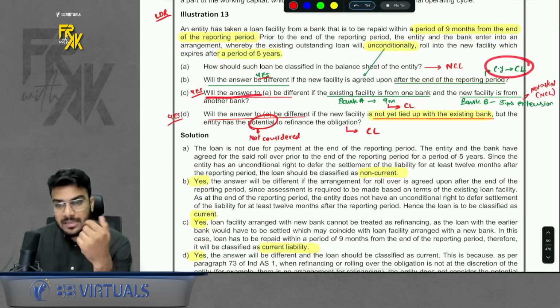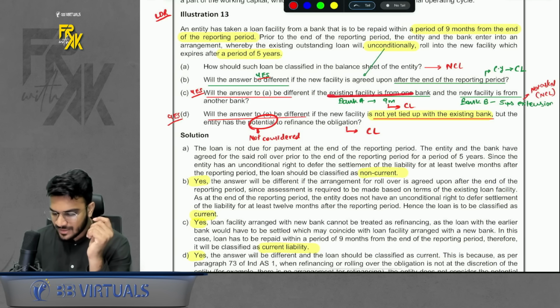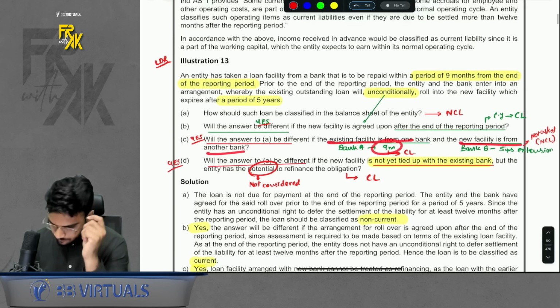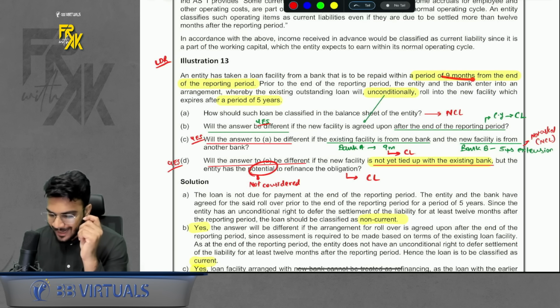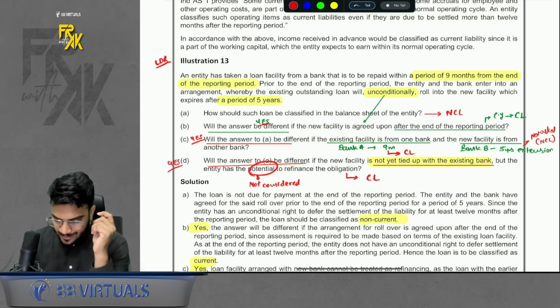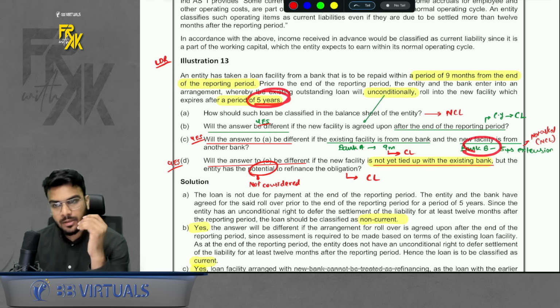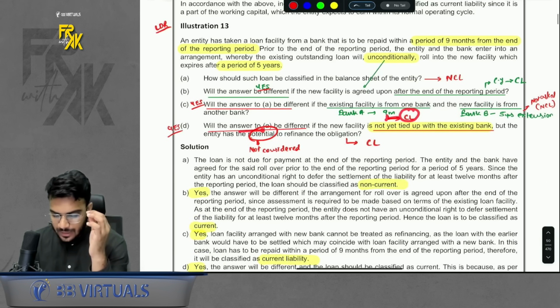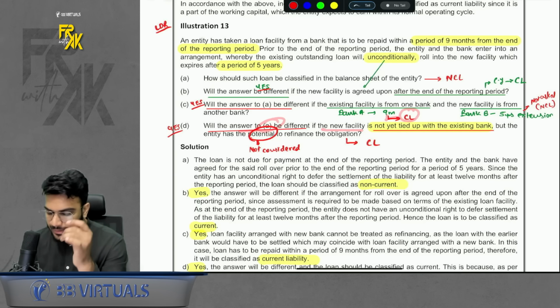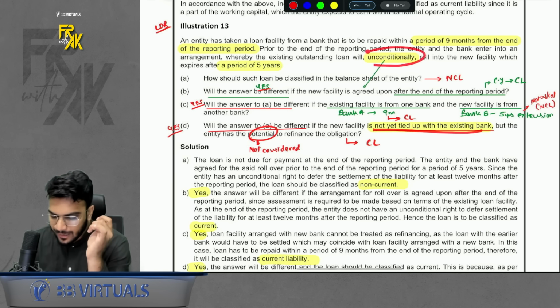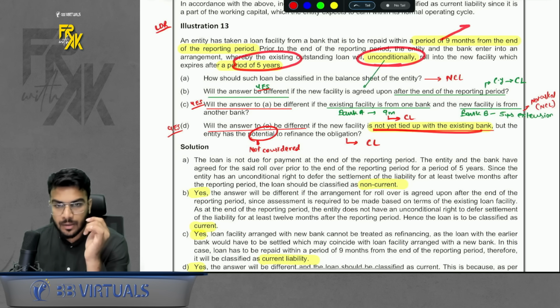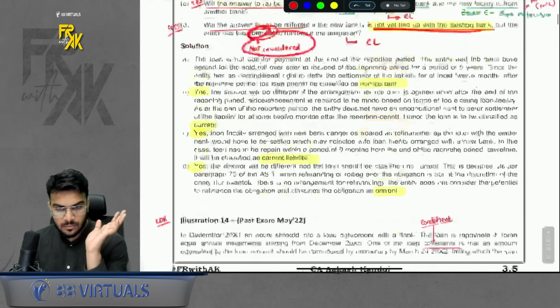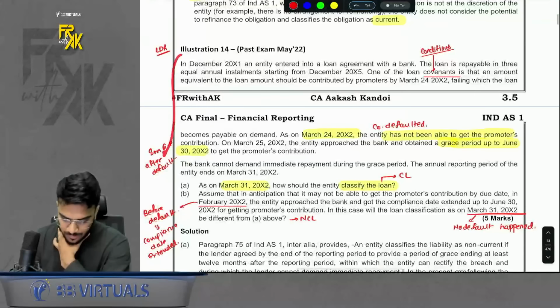Next, will the answer to A be different if the existing facility is from one bank and the new facility is from another bank? That means this loan of 9 months is from one bank and this extension of 5 years is given by another bank. So can I say the existing loan will be current only? Okay. Fourth, will the answer to A be different if the new facility is not yet tied up? If we have not tied up this facility, the loan will be current. Potential is of no concern for us. Do remember.